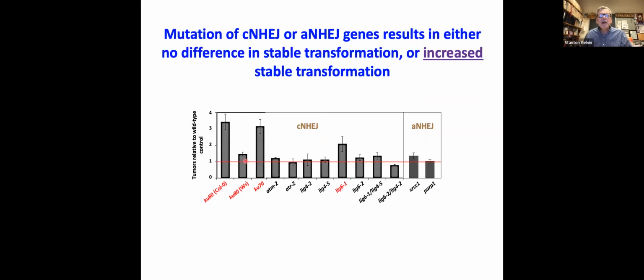And with several genes, if we knock out Ku80 or Ku70 or a plant-specific DNA ligase 6, we actually got a 2 to 3-fold increase in transformation. So this was really surprising, because if these genes are important for transformation, if you knock them out, you should get less transformation. We never saw less transformation.